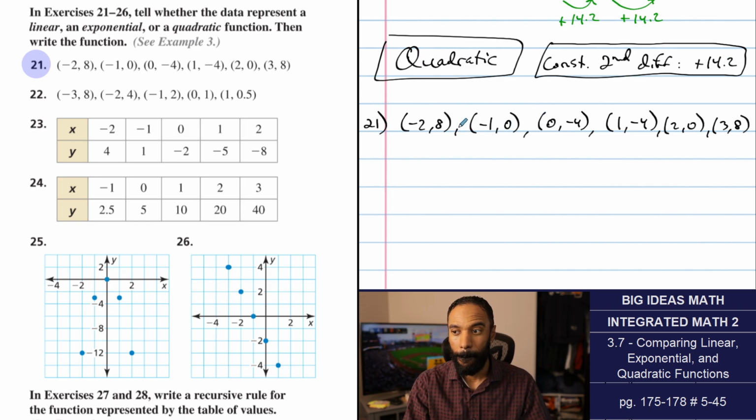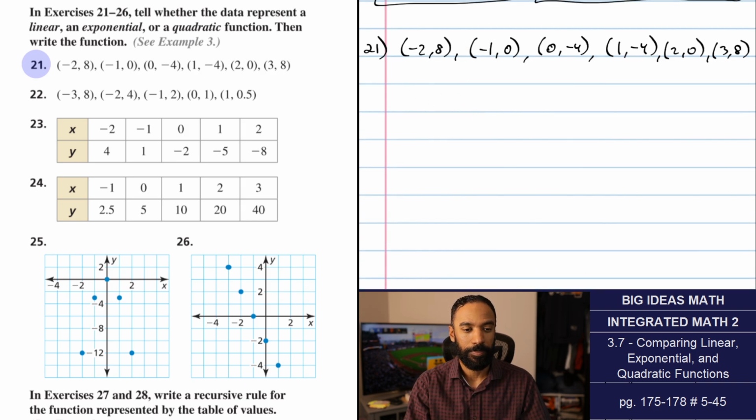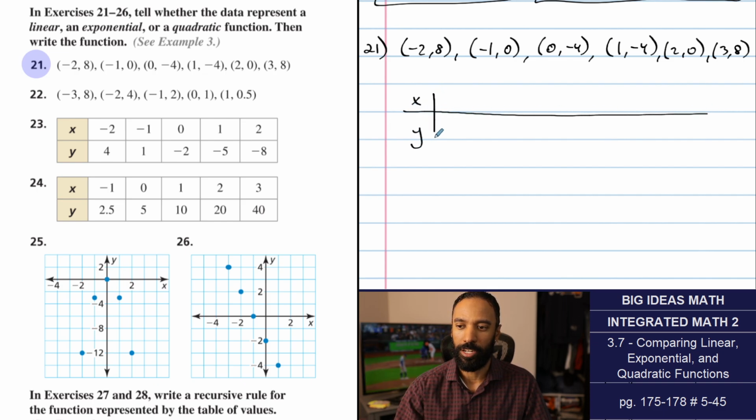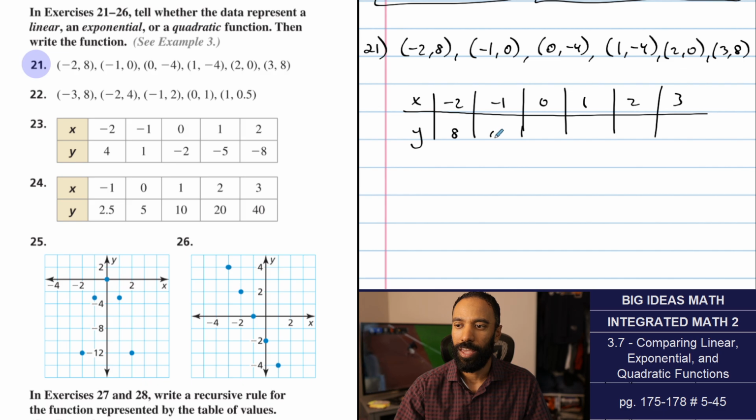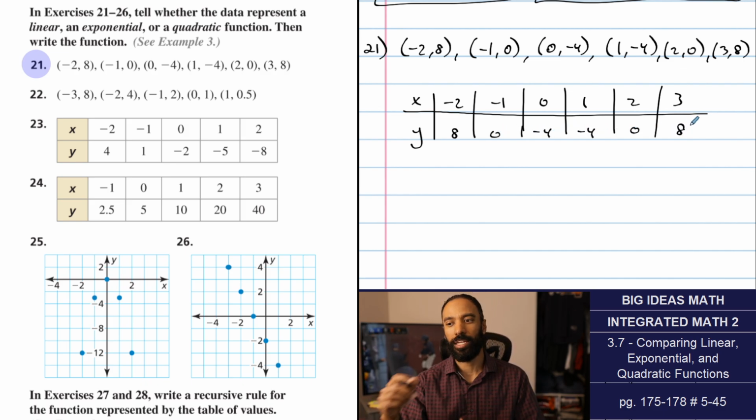Better yet, let's do this. Let's write them in a table. So instead of copying down the numbers next time, I might just make the table immediately because I like to see the x's and y's for what they are right next to each other. They are in order on x's, -2, -1, 0, 1, 2, 3, and it's consecutive. I have 8, 0, -4, -4, 0, 8. Automatically, I can tell you it's a quadratic.